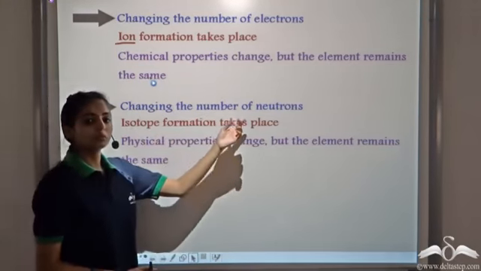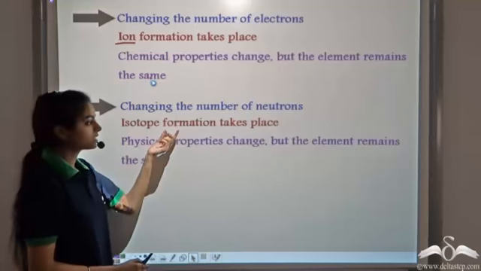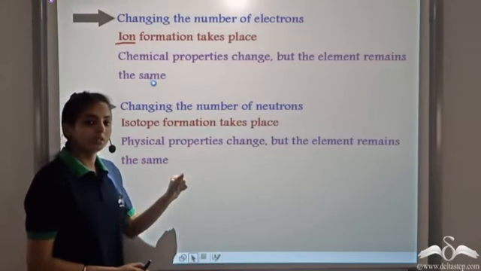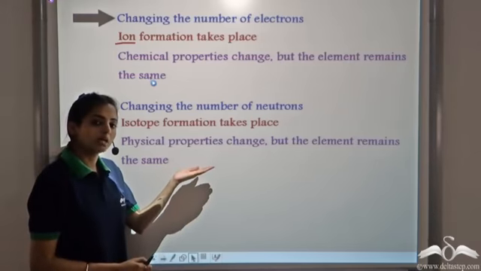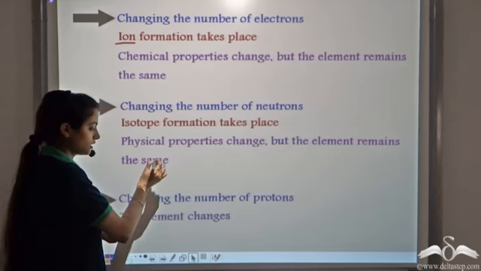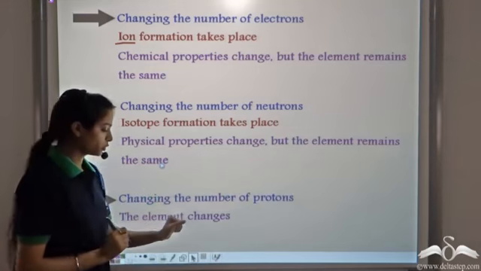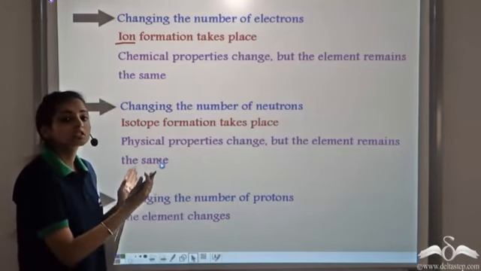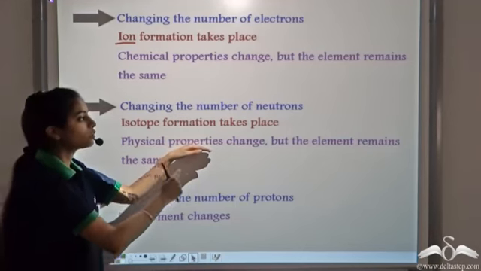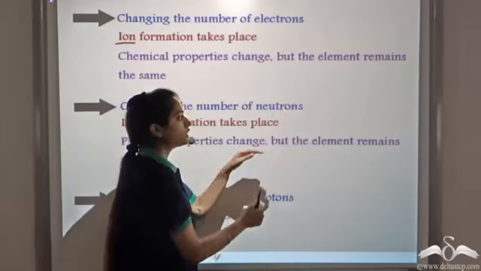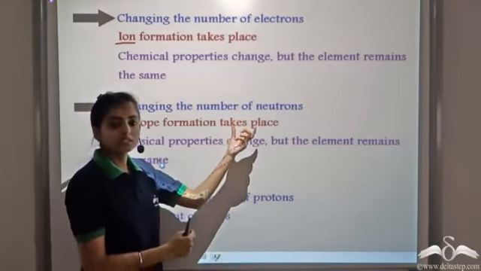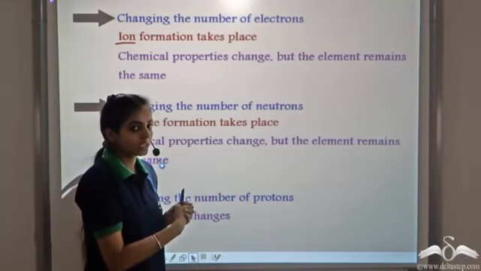By changing the number of neutrons, we get isotopes, that is, isotope formation takes place, and the physical properties of the element change. Physical properties like mass, etc., change when we change the number of neutrons. When we were changing the number of protons, the element changes. It's no longer the same element. That is why the physical properties depend only on the neutrons. We know that the mass of neutrons is the same as the mass of protons, and this mass defines the physical properties for most elements.